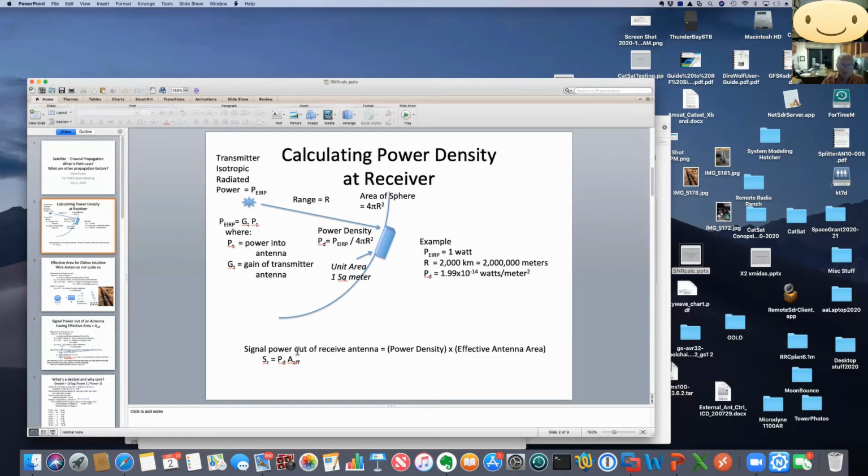Saying it a different way, the signal power out of the receiving antenna, which is going to be here on the ground, is equal to that power density times whatever the effective area of the antenna on the ground is. So if you write the equation, the received signal is equal to the power density times the effective area. That's what the received signal is, and you solve that, and you now know how much power is on the downlink.